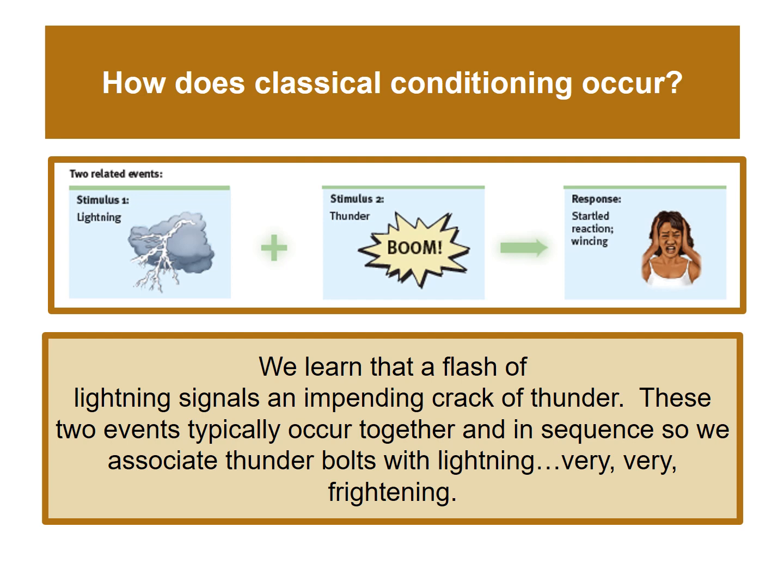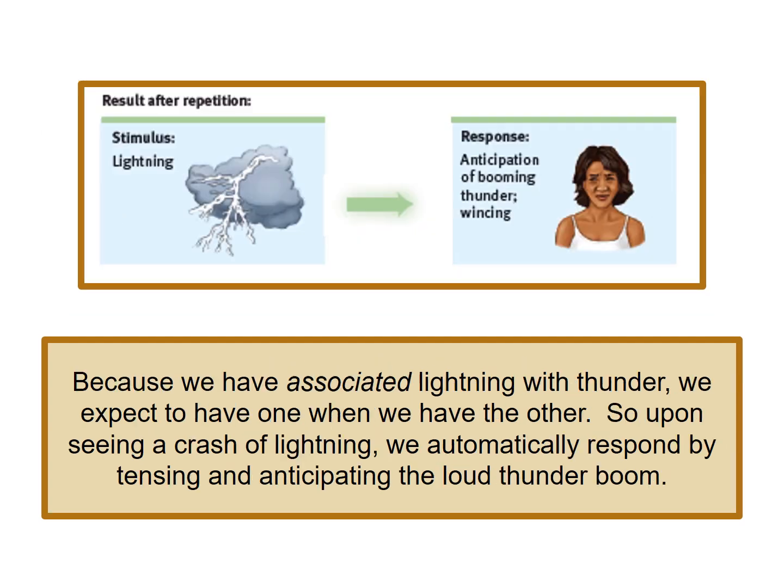So we associate thunderbolts with lightning, very, very frightening. Because we have associated lightning with thunder, we expect to have one when we have the other. So upon seeing a crash of lightning, we automatically respond by tensing and anticipating the loud thunder boom.